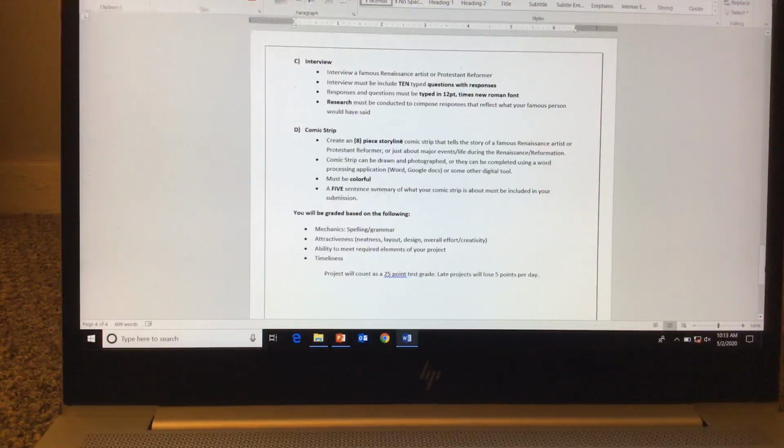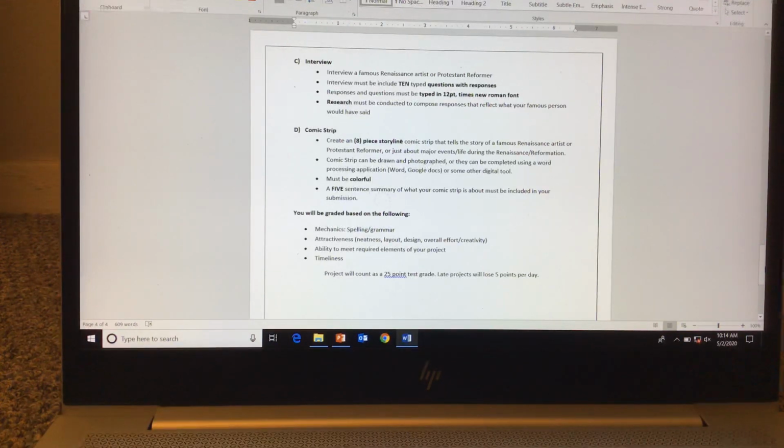And the last one you see there is a comic strip. I know many of us are really, really artistically inclined. I've seen a lot of good work from you guys. I think this would be an excellent option. I would love to see some comic strips too. Now you could do these by hand, just using paper, and then taking pictures and sending them for your project. If you're familiar with some digital tools and you want to create a comic strip that way, you're more than welcome to do that as well.